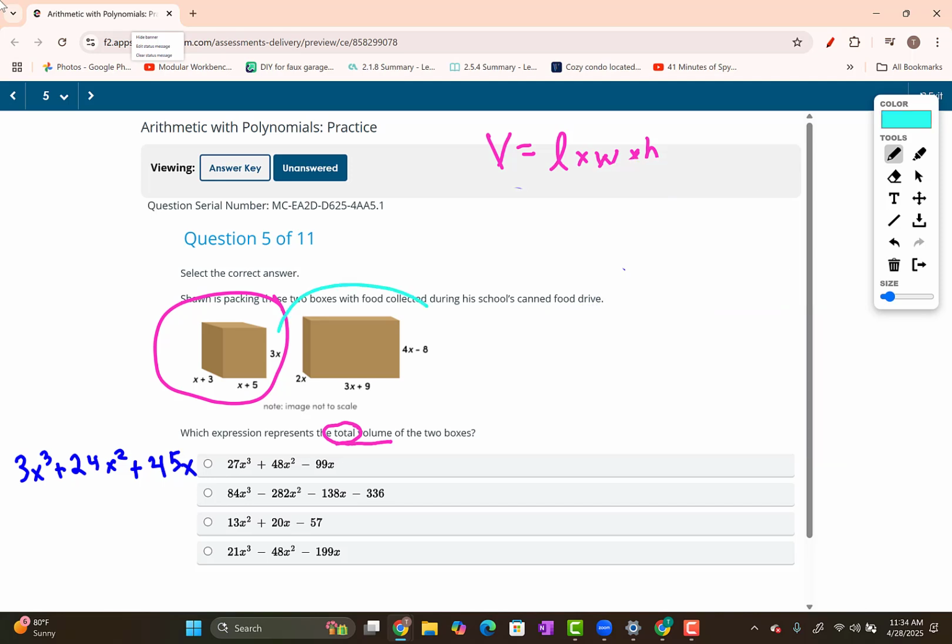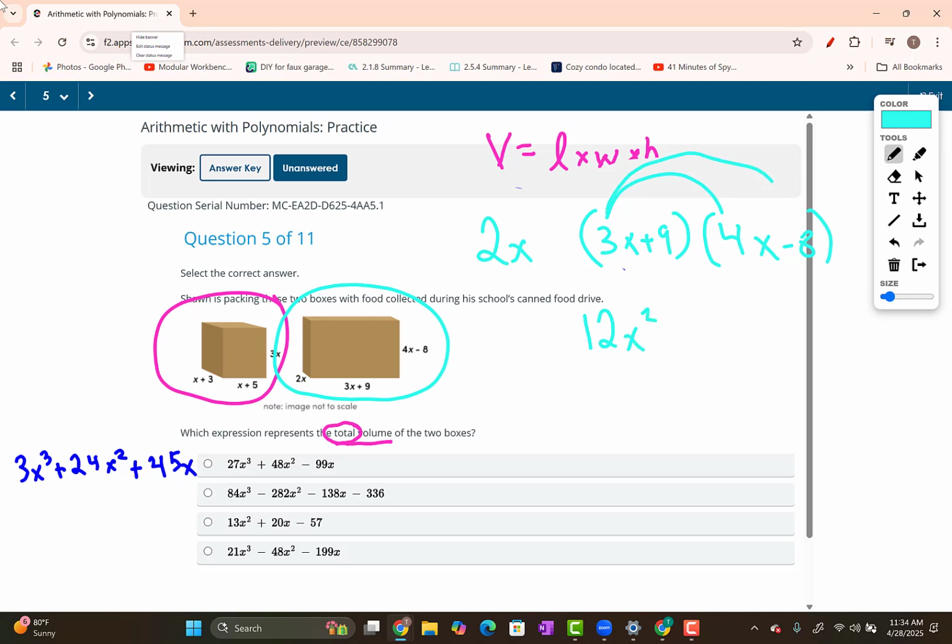So now we're going to find the volume of our large box. Same exact process, different numbers. So we're going to multiply the binomials together first. And then whatever we get from that, we're going to multiply it by 2x. 3x times 4x is 12x squared. 3x times negative 8, negative 24x. 9 times 4x is 36x.